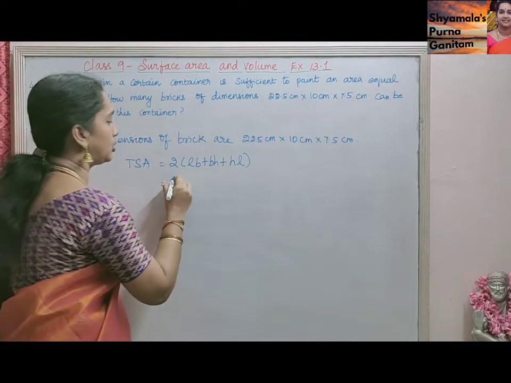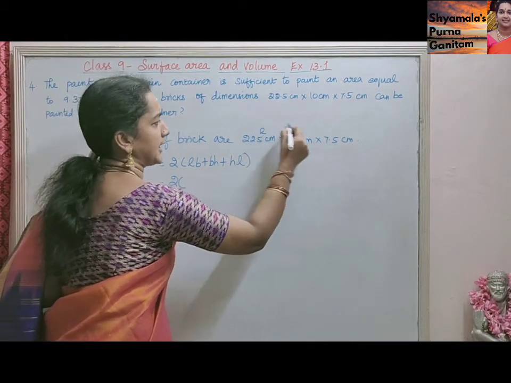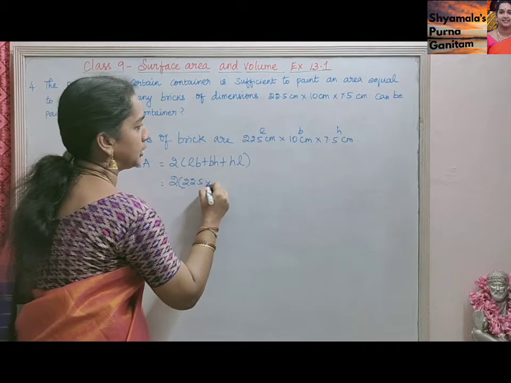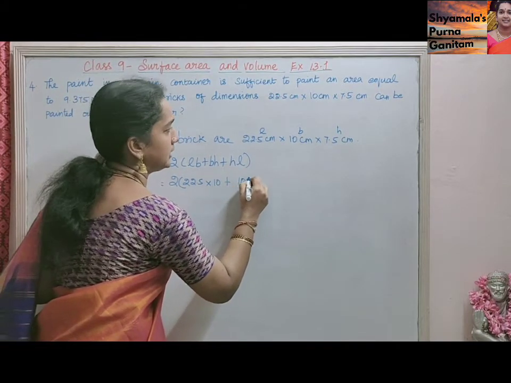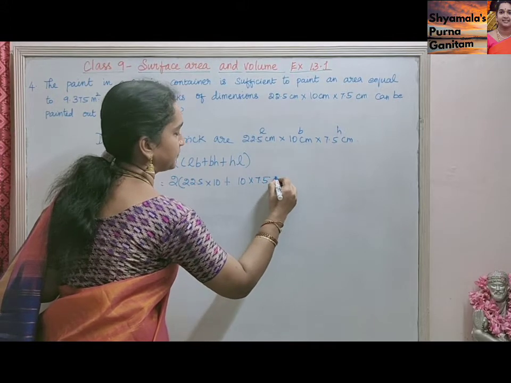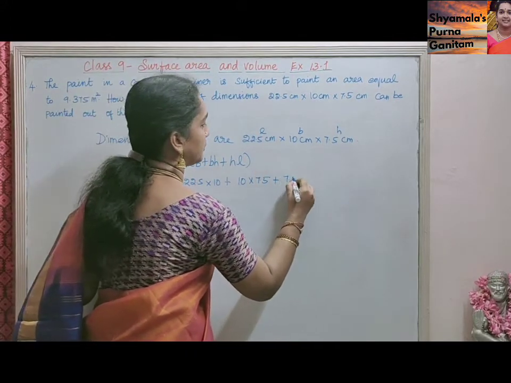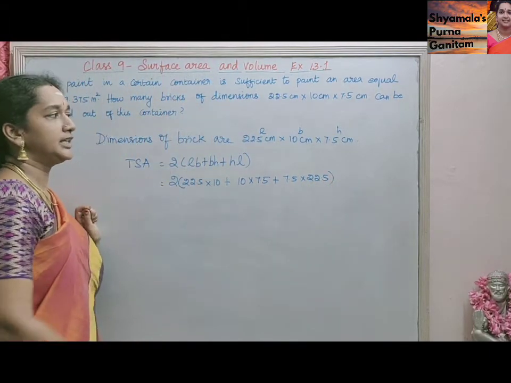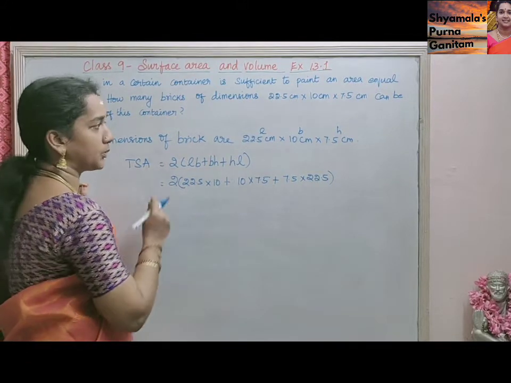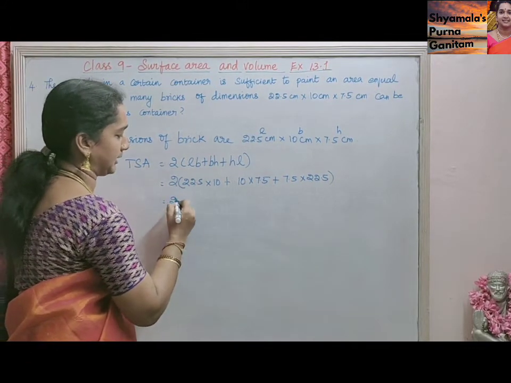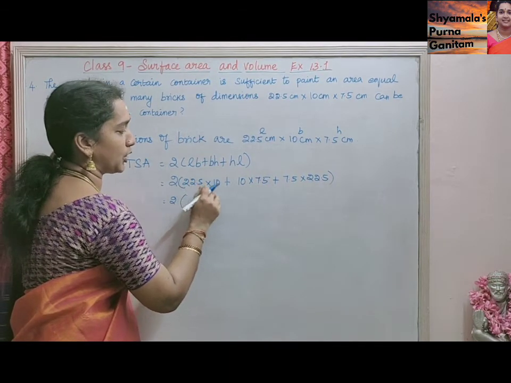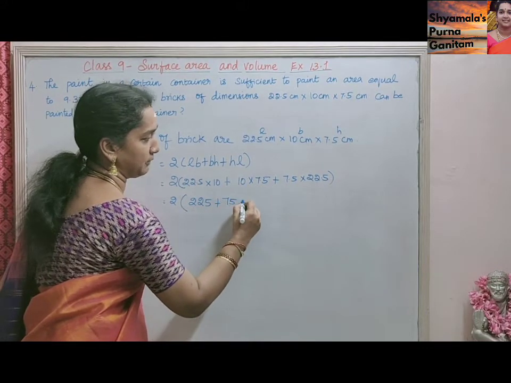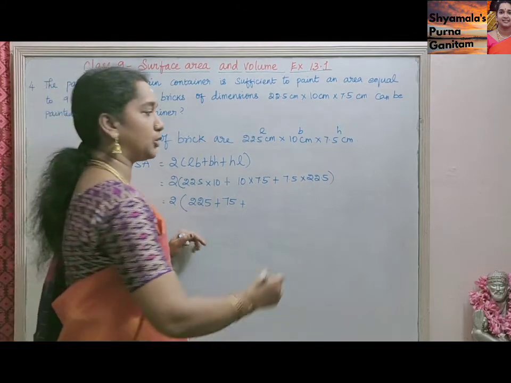So this is equal to 2 into length into breadth plus breadth into height plus height into length. This one is length, this is breadth, and this one is height. So 22.5 into 10 plus 10 into 7.5 plus 7.5 into 22.5. All these are given in centimeter. So 22.5 into 10 is 225, plus 7.5 into 10 is 75, plus 7.5 into 22.5.